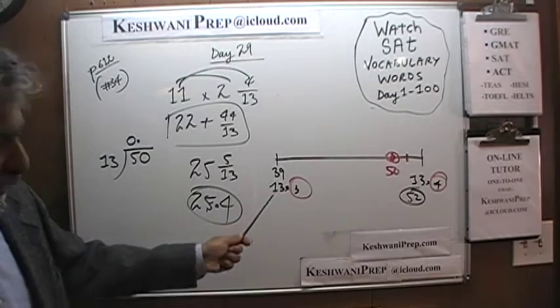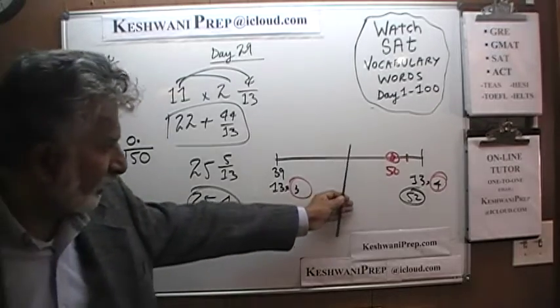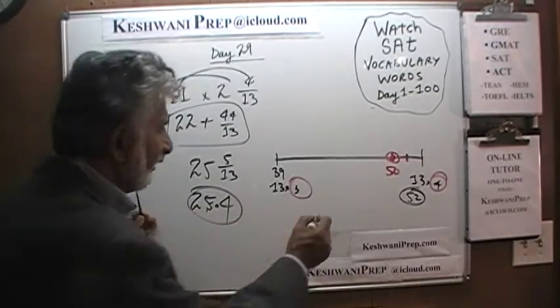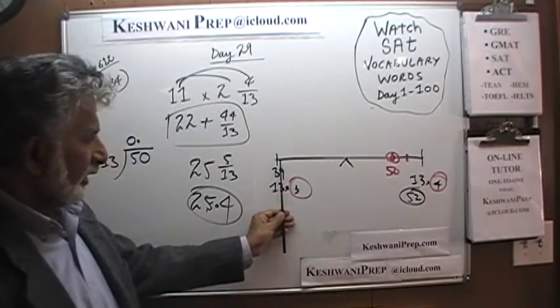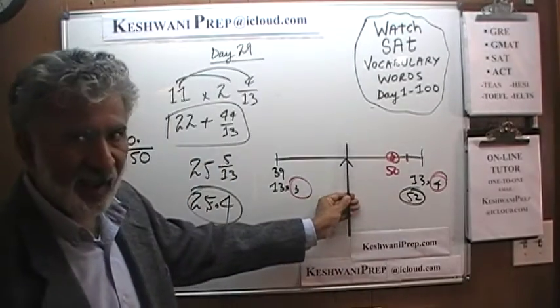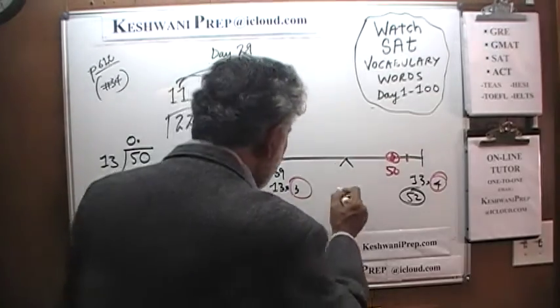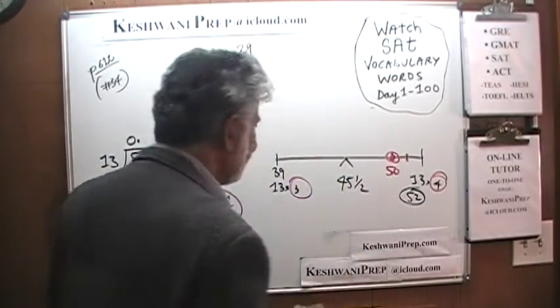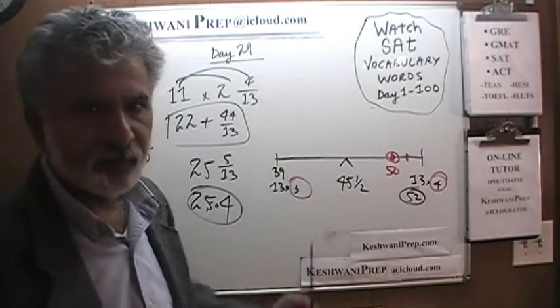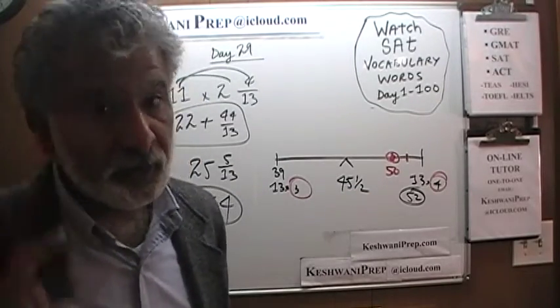It would not be 25.3, because in order for it to be 25.3, you would have to be closer to halfway through here. Halfway somewhere is here. Because from here to here is 13, which means it's 6.5. Halfway is 6.5. 39 times 6 is 45. So 45.5 is the halfway mark. We are way beyond 45. We are all the way up to 50. Again, you have to picture that in your mind.